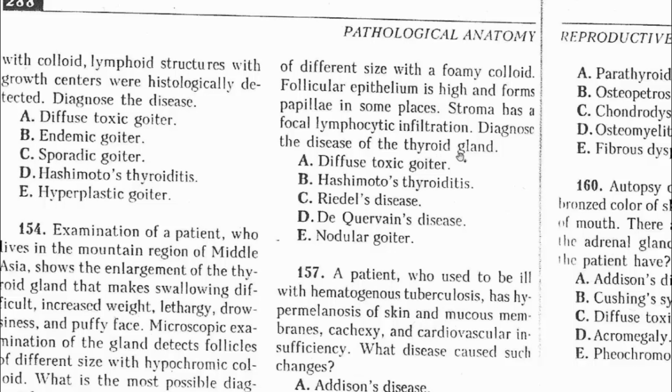Now, this is actually typical for diffuse toxic goiter, also known as Graves' disease, which is characterized by the epithelium proliferation with formation of papillae, colloid vascularization, lymphoid plasmocytic infiltration, formation of lymphoid follicles with germ centers, and so on and so forth. Therefore, our answer is A.